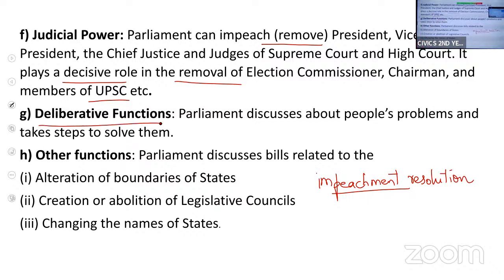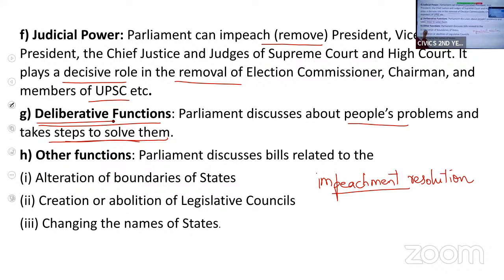Deliberations means discussions. So in parliament, they discuss people's problems, and they try to take steps to resolve them. Deliberately, wantedly, the opposition party will put the problems of the people in front of the government. Then they will have discussions on that. They will try to take some measures or steps to resolve the problems of the people.